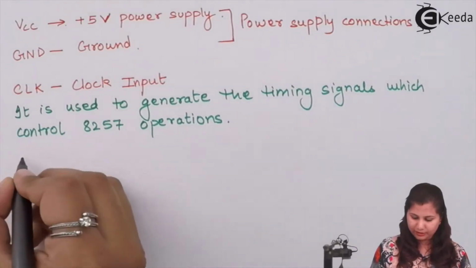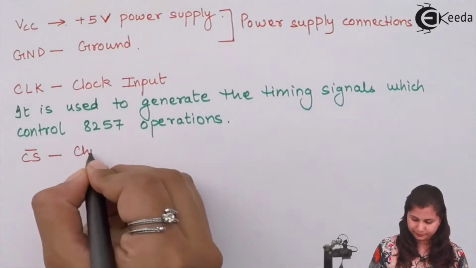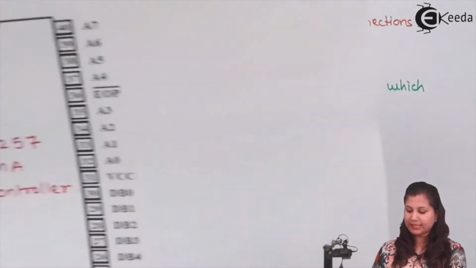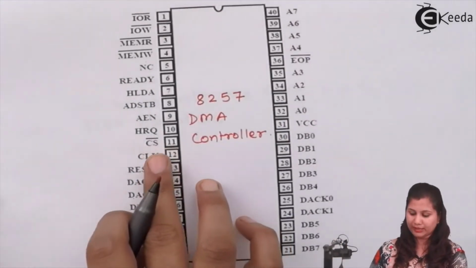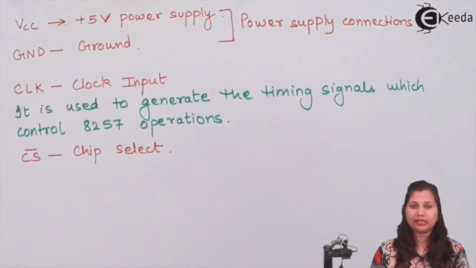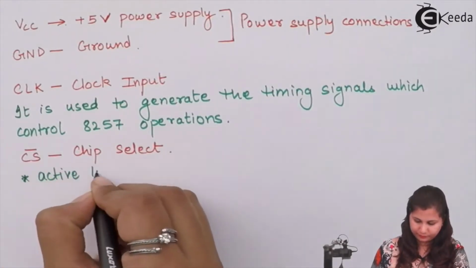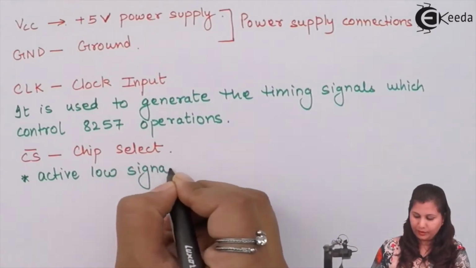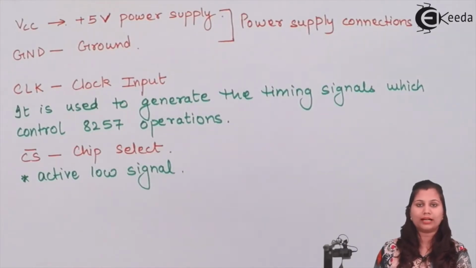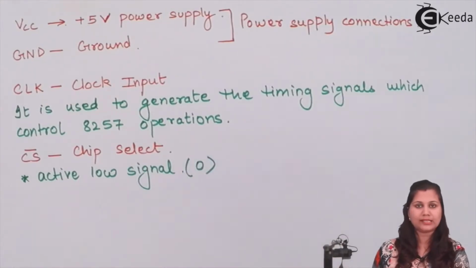Then next we have the CS bar, which is the chip select signal. This chip select signal is connected at pin number 11. You can see CS bar. If any signal has a bar over it, it means that it's an active low signal. That means this signal will be activated when its value is equal to 0, that is low. So this is an active low signal. It will be active when its value is 0.